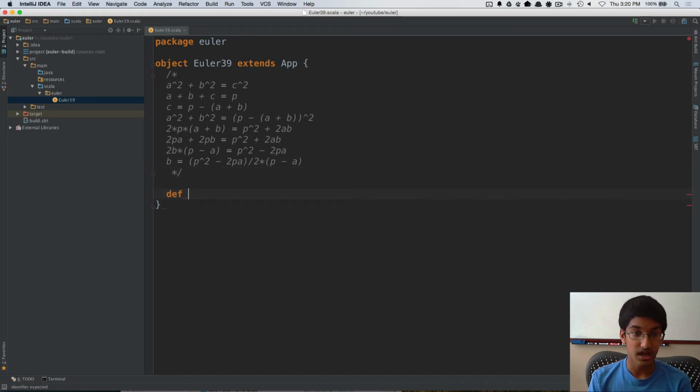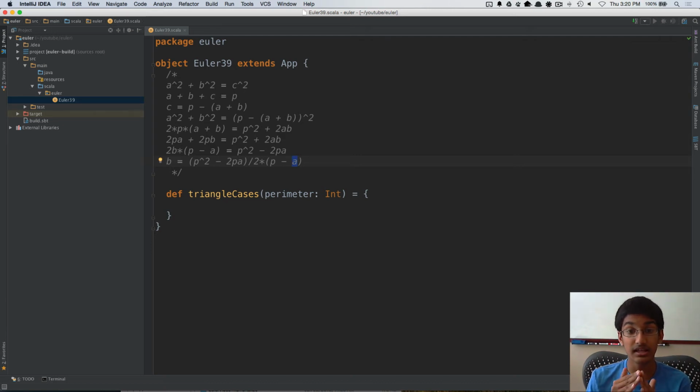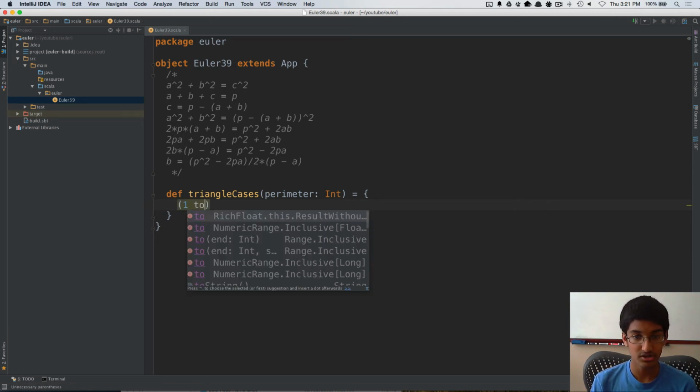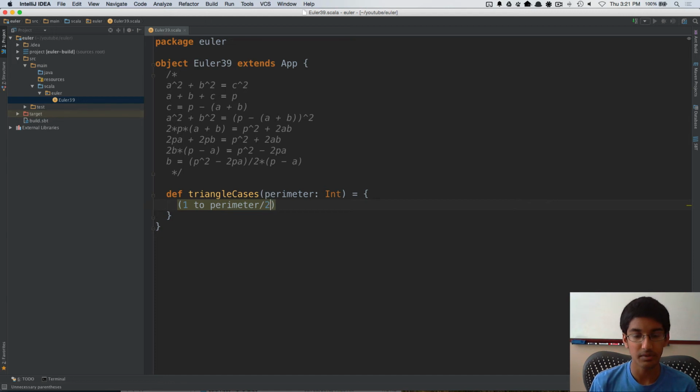So I'm going to do def triangleCases for a perimeter of type Int. What I'm going to do is first iterate over all possible values of a. Now a is a leg length, and we know that the hypotenuse is at least the length of the leg. So we don't even need to go all the way to the perimeter to test values for a. We just go from 1 to the perimeter divided by 2.